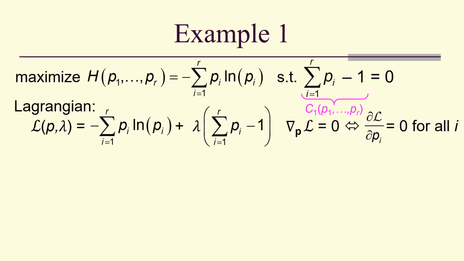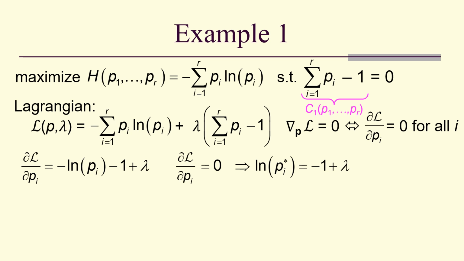And the gradient of the Lagrangian is 0 if and only if the partial of Lagrangian with respect to p sub I is equal to 0 for all I. But when we take the derivative with respect to p sub I of Lagrangian, we get negative log p sub I minus 1 plus lambda. And that's equal to 0 if the natural log of p sub I is equal to -1 plus lambda. And this is now our optimal or our maximum distribution p sub I. We solve by taking the exponential on both sides.